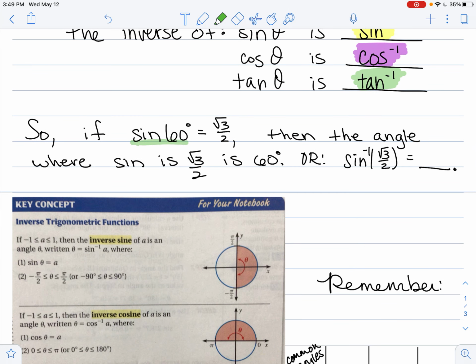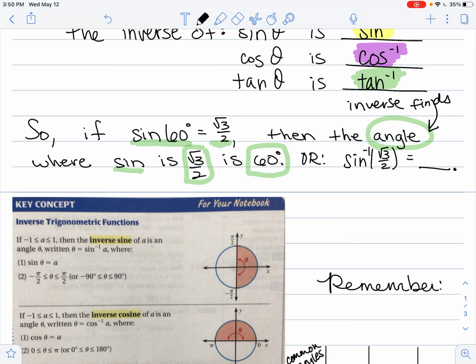So if sine 60 is √3/2, then we say the angle where sine is equal to √3/2 is 60. Again, the inverse function finds the angle. Okay, so the inverse finds the angle. Or we could say inverse sine of √3/2 is 60 degrees.